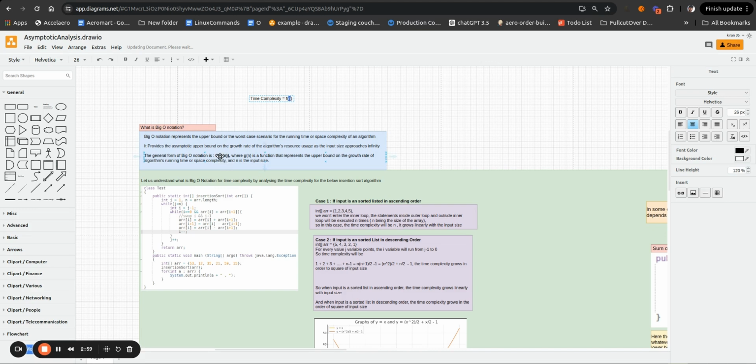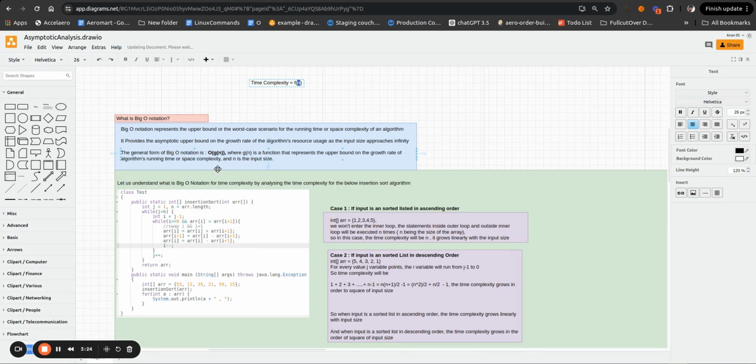I will explain what I mean by upper bound by taking an example. Before that, let's see the general form in which we write big O notation: big O of g of n, with g of n being the upper bound time complexity expression. It will be written in terms of the size of input. Now let us see what upper bound time complexity really means.